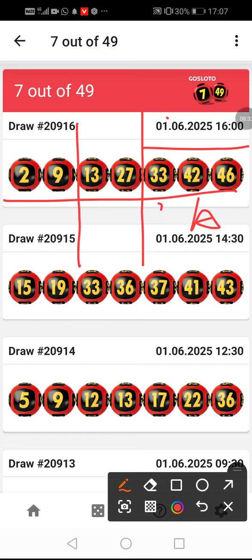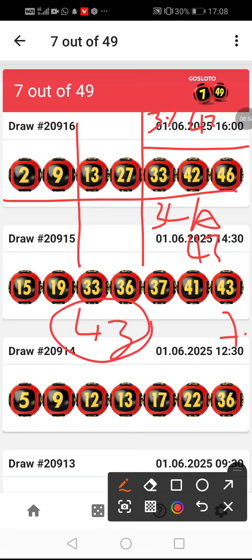33 plus 1 is 34. 42 plus 1 is 43. 46 plus 1 is a 47. And then you do the same on the top, which is 42, which is 43. So now it shows me that there's a high chance of a 43 to drop. You can only do this on the high odds.